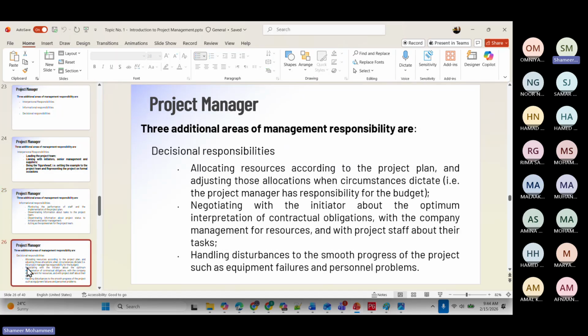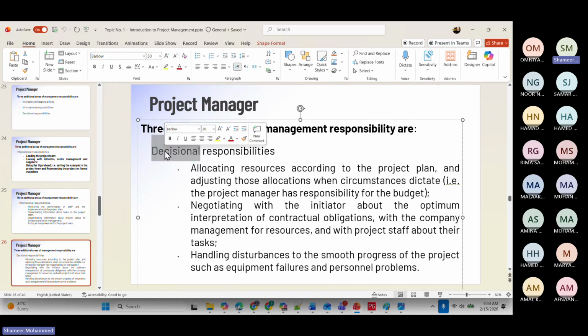The last one is decisional. Yani you are the project manager who has to decide. Suppose you need money, what you have to do. Suppose you need extra people in your project, what you have to do. What is your decision? Okay, suppose you are hiring a new team member, you are interviewing. So what is the salary you need to fix? So all these things are the decisional responsibilities.